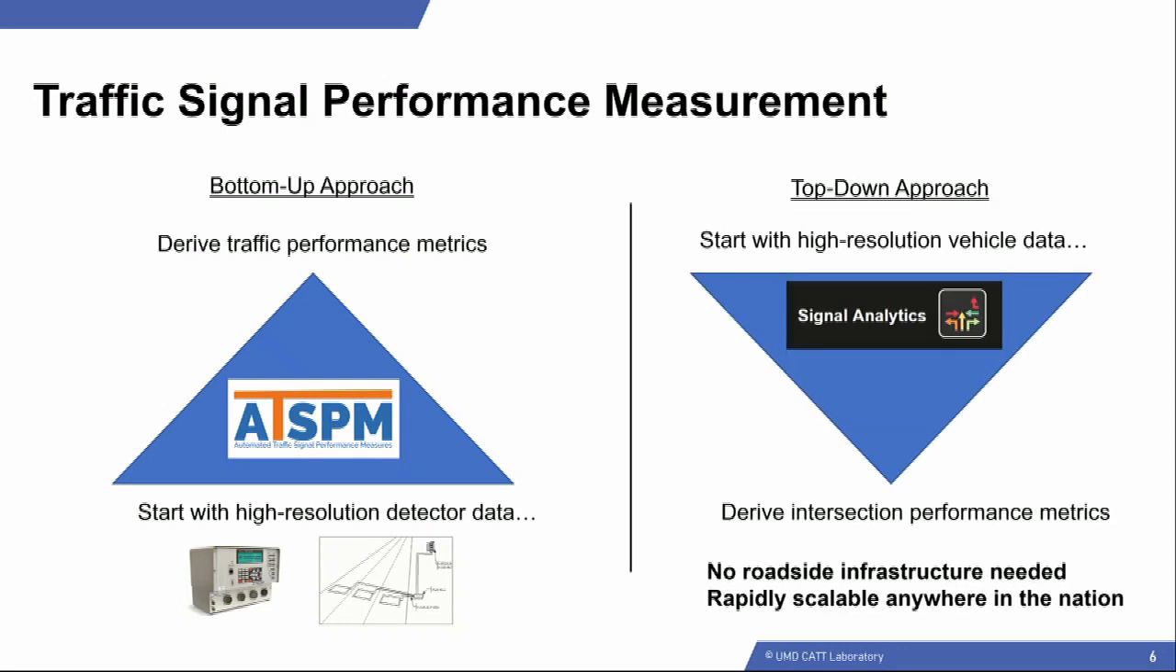Another way is a top-down approach, and that's what we're doing at University of Maryland. We start with the vehicle data. How is the traffic moving? And then we boil that down to say, okay, how does that affect the intersection? So it's moving in a different direction. And we'll see an example of that in a second.